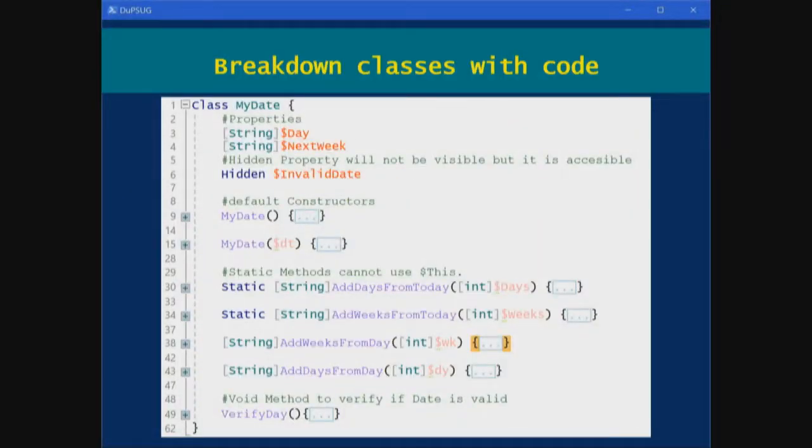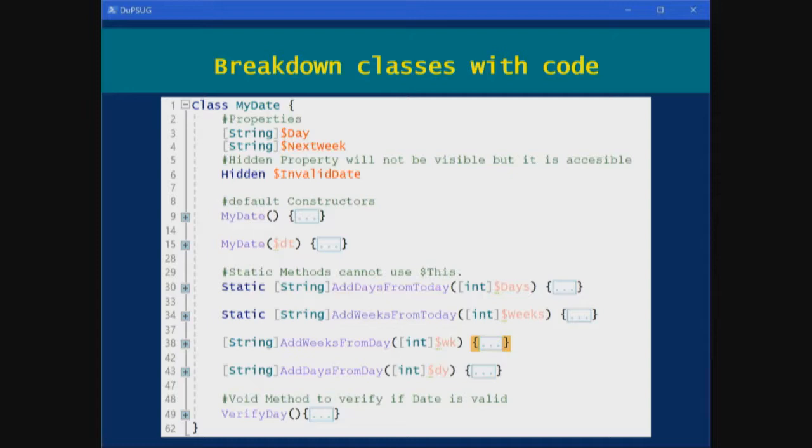So this is the code today we'll be using to break down classes. For this session, we're gonna go a little bit more in depth with just one specific class. I created a class for this session, myDate. There are some properties that are string. There's a hidden property, and there's the default constructor. Notice the name of the constructor is myDate.